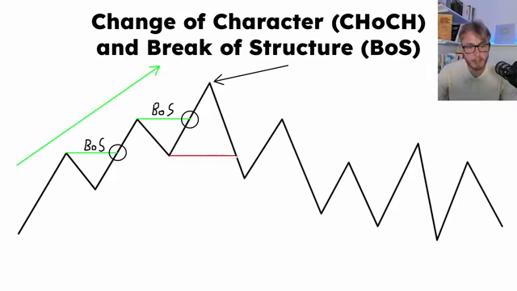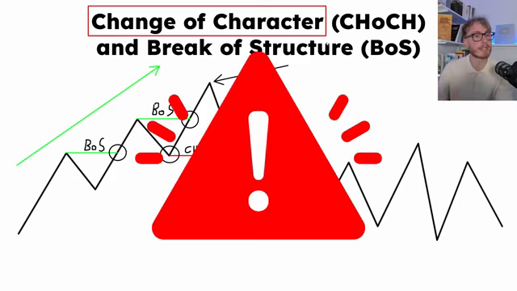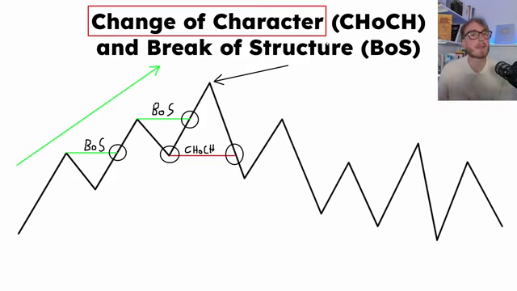Instead, let's focus on this low right here. When the price pushes below the most recent low in an uptrend, we call this a change of character, or for short CHOCH. And as we can hear from the name, a change of character basically means that the character of the price, which is currently in an uptrend, is changing. So a change of character is a first warning sign that the trend might be coming to an end.